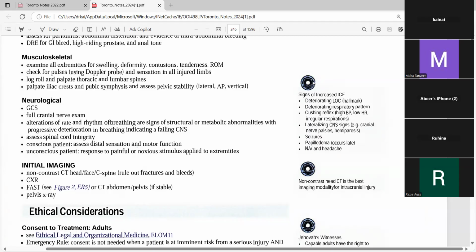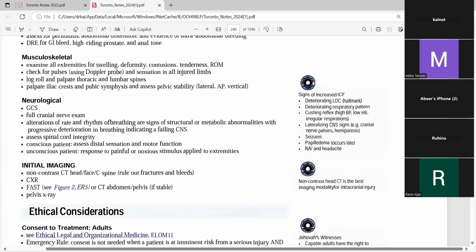Or if there is any limb that is dying because the patient is unconscious, so we have to do a full assessment. Initial imaging is basically non-contrast CT of the head, face, and C-spine. Rule out all the fractures. Then chest X-ray, FAST, and then we go for pelvic X-ray.